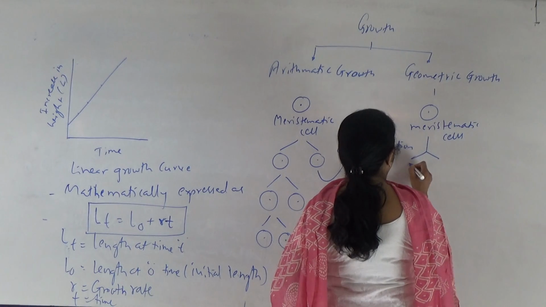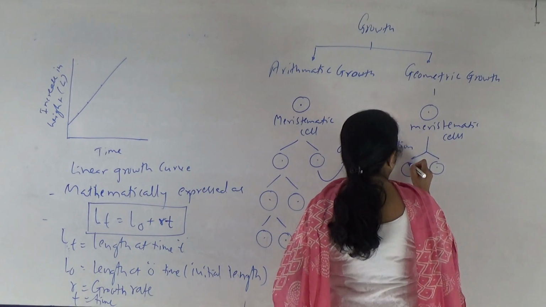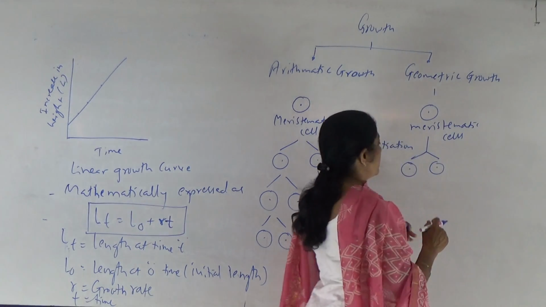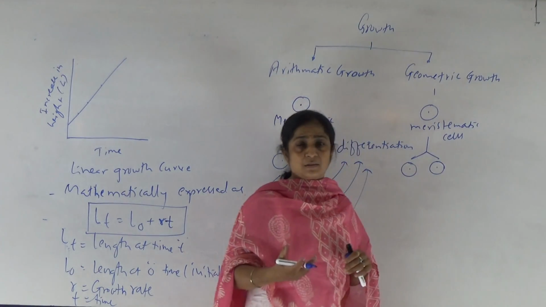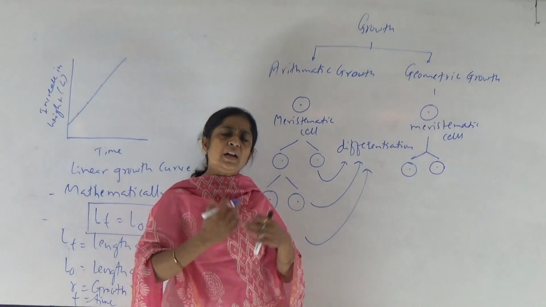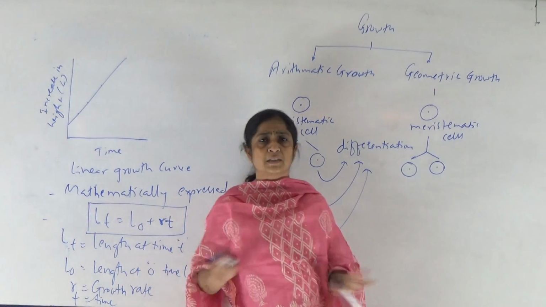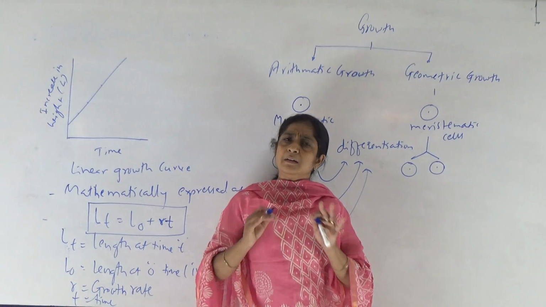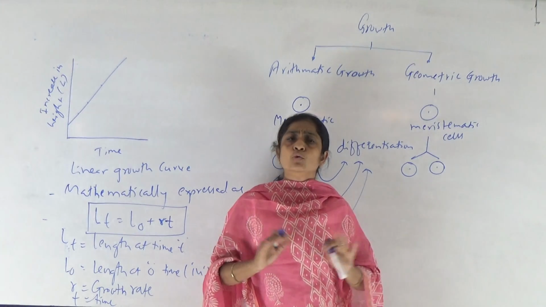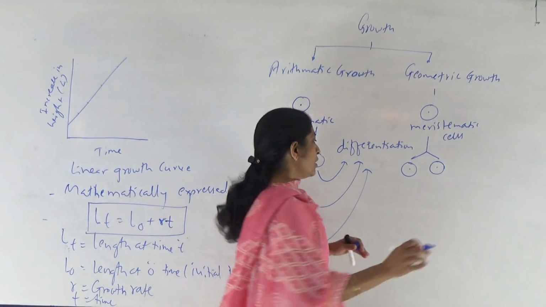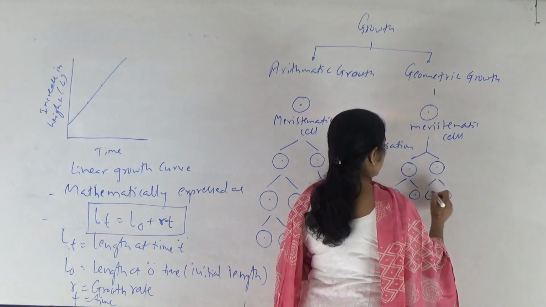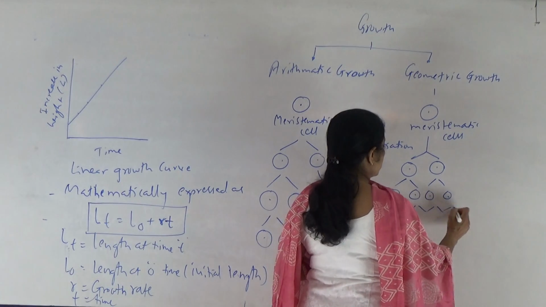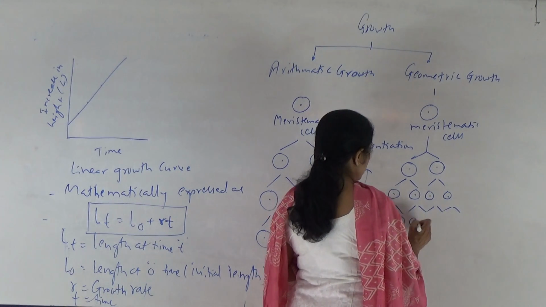This cell divides and forms two daughter cells. Now instead of going for differentiation, these cells start repeated divisions. It means cells undergo continuously only division, there is no differentiation. Cells continue the cell division, they do not go for differentiation. So again these two daughter cells divide, form four daughter cells. These four daughter cells divide, form further new daughter cells, right?